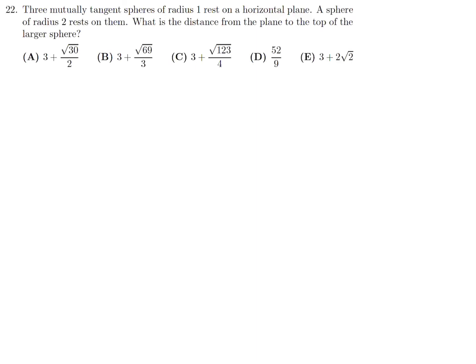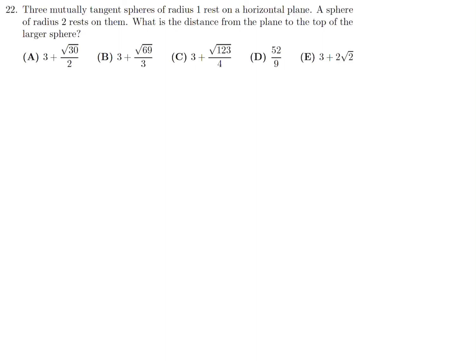3 mutually tangent spheres of radius 1 rest on a horizontal plane. A sphere of radius 2 rests on them. What is the distance from the plane to the top of the larger sphere?